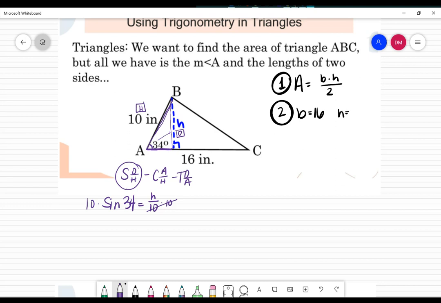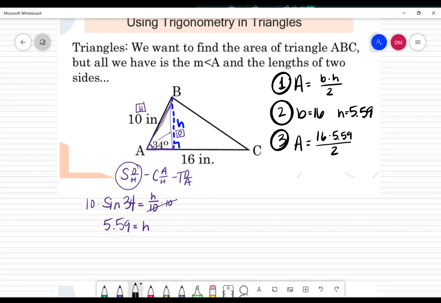If I plug that into my calculator, making sure I'm in degree mode, I would take 10 times the sine of 34. And I got 5.59 for that. That's the rounded version. I'm going to keep the unrounded version in my calculator, to make it as accurate as possible. But that's it. I have base and I have height. So now I'm going to plug that into my area formula: 16 times the unrounded 5.59 in my calculator, and then I'm going to divide by 2.